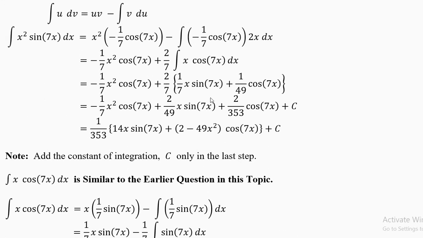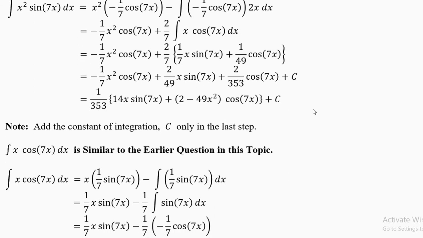Now copy from the margin here 1 by 7 x sin 7x plus 1 by 49 cos 7x. Now 2 by 7 is outside. When you open the bracket, you will get 2 by 49 x sin 7x plus 2 by 7 into 1 by 49 is 2 by 353 cos 7x plus c.